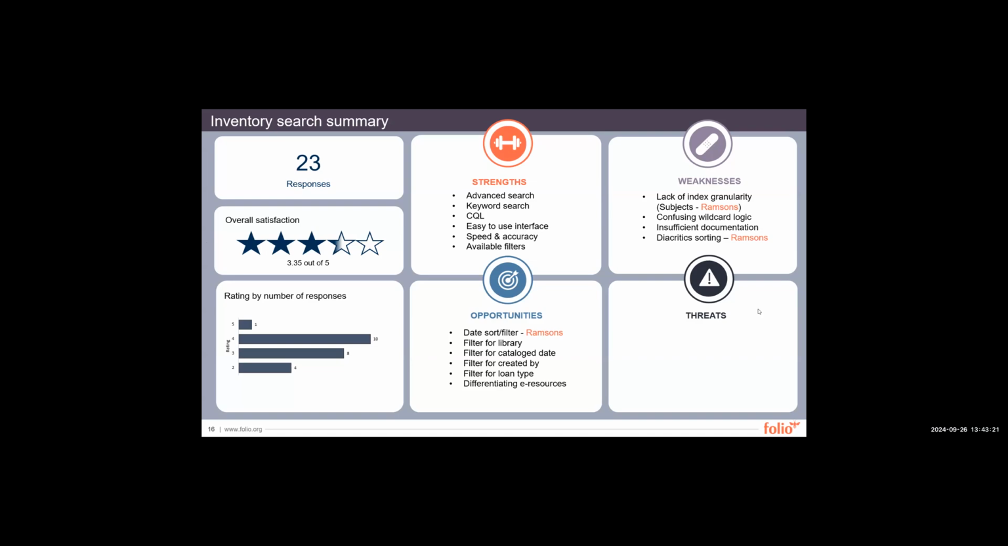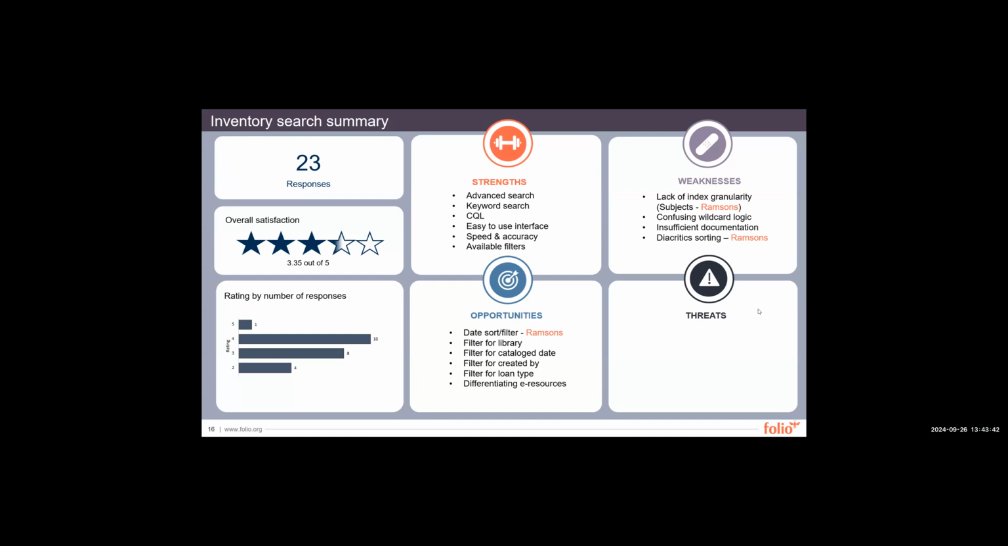One thing that was called out specifically is logic with wildcards being confusing and differences in different indexes. And then a common thing you will see is that the diacritic sorting was brought up as a weakness. Again, we addressed that in Ramsons. As far as the opportunities, you will see a lot of filters.